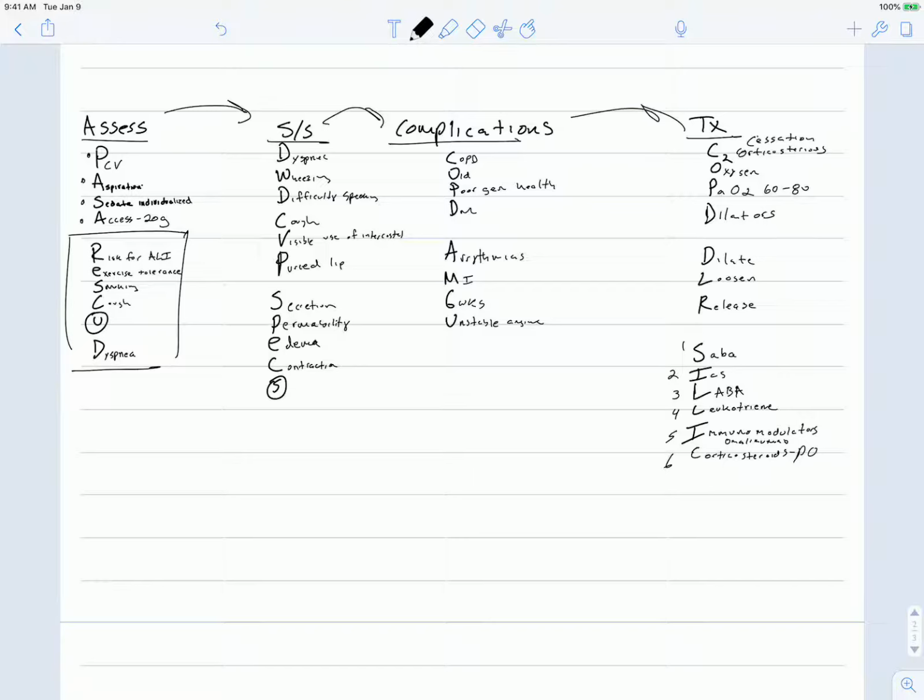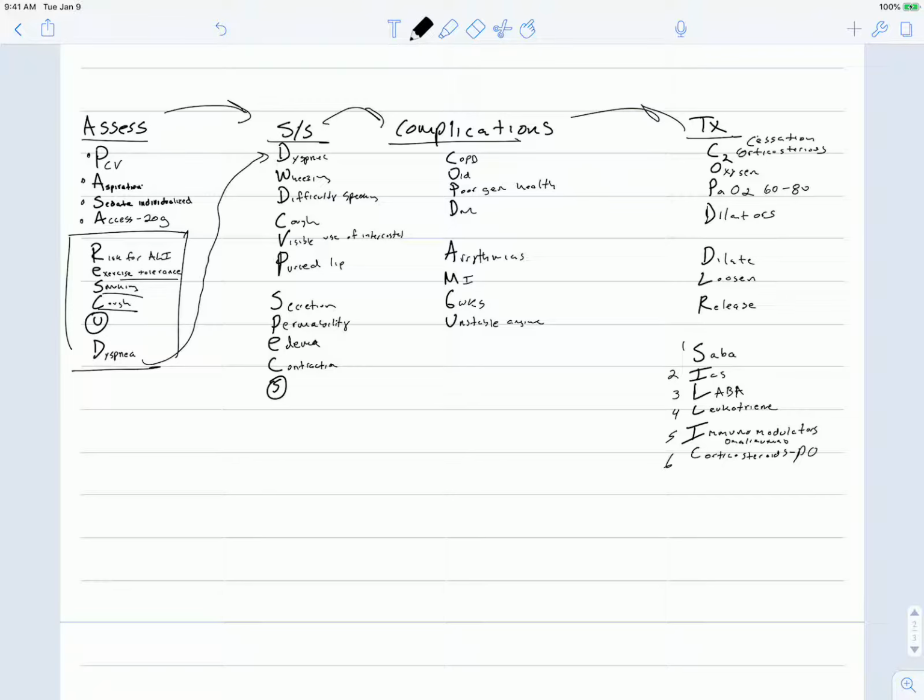So we wanted to know, what is their exercise tolerance? Are they a smoker? Do they currently have a cough? What is the reason for the cough? Infection versus smoker's cough, I guess. Versus cancer. If it's hemoptysis, it might be like an endobronchial tumor. And then the last one is dyspnea, and dyspnea carries over into the next column, which continues signs and symptoms.